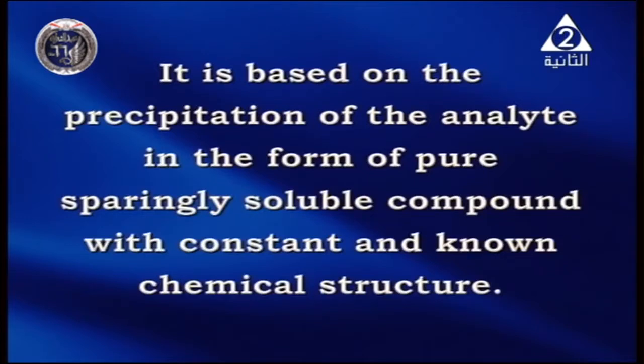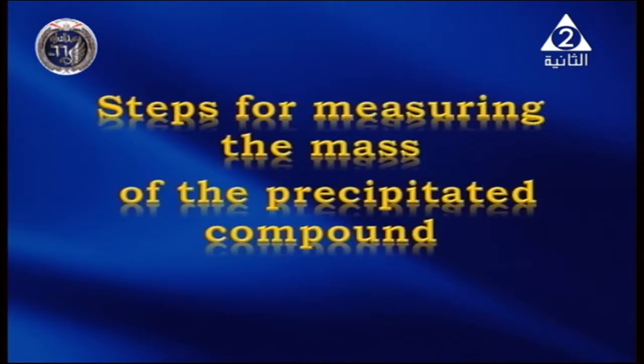Now we are going to discuss the second method, which is the precipitation method. It is based on the precipitation of the analyte in the form of a pure, sparingly soluble compound with constant and known chemical structure. The steps for measuring the mass of the precipitated compound are as follows.